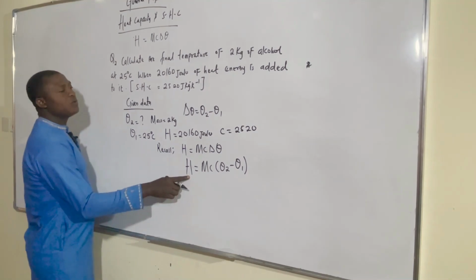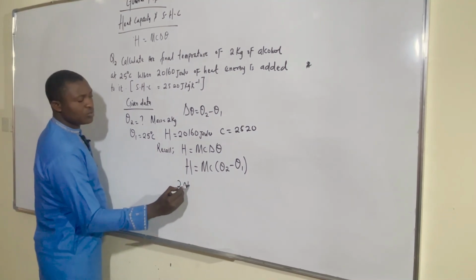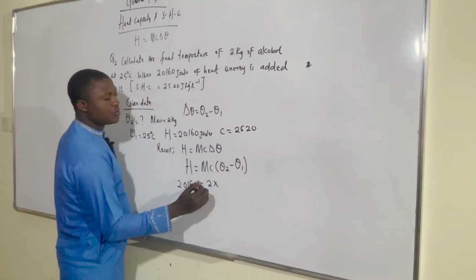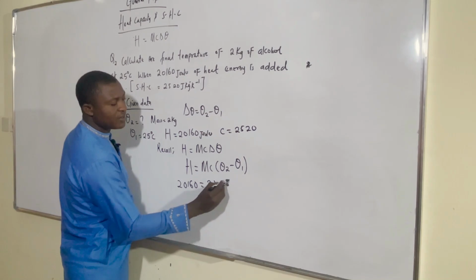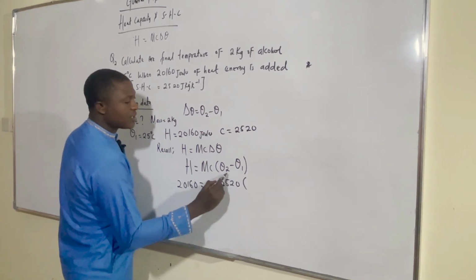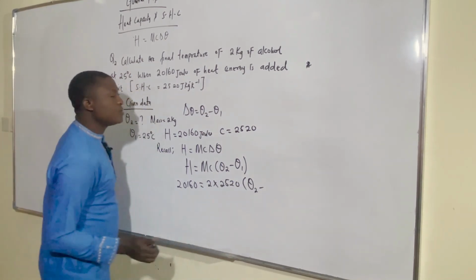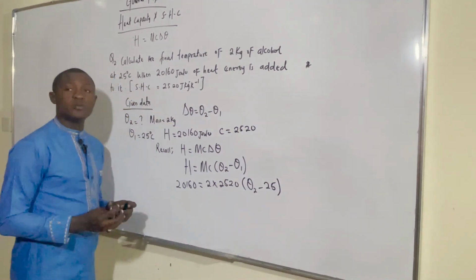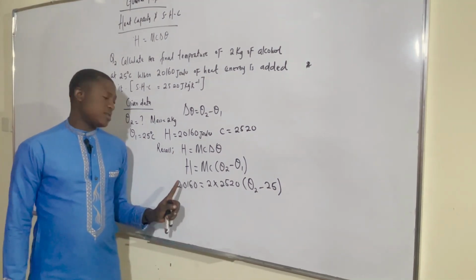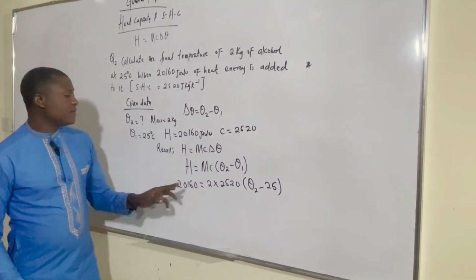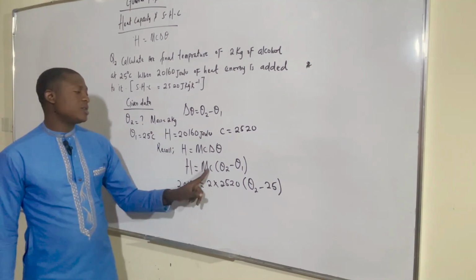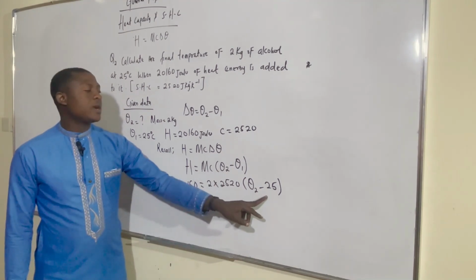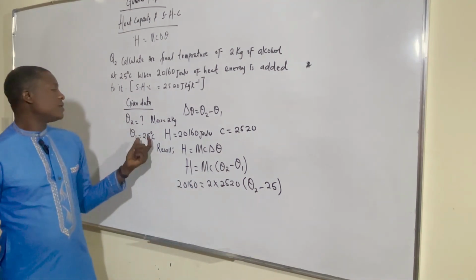So now the value of heat given to us is 20160, equal to our mass, which is 2 kilograms, multiplied by our C, which is 2520. Then in brackets, I'm looking for temperature 2 minus our temperature 1, which is 25. You can see we just make a simple substitution. The heat is 20160, the mass is 2 kilograms, C is 2520, and we have to find the final temperature minus the initial temperature, which is 25 degrees Celsius.